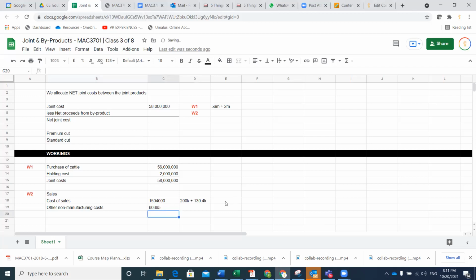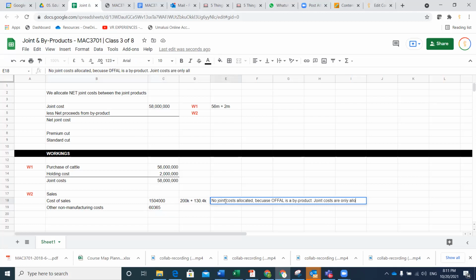Okay, so I'm just going to make a note. No joint costs allocated because offal is a byproduct. Okay, joint costs are only allocated to joint products. Okay, so just take note of that.